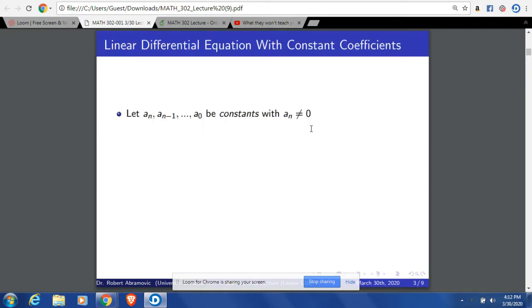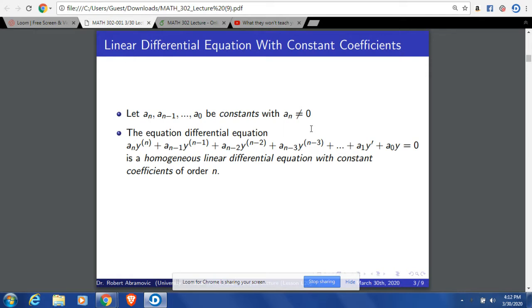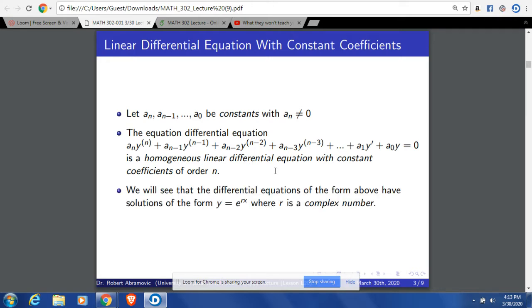Say a_{n-1} all the way to a_0 are constants, and a_n, the first constant, is non-zero. This equation, a_n times the nth derivative of the unknown function y plus a_{n-1} times the (n-1)th derivative of y plus a_{n-2} times the (n-2)th derivative of y, all the way to a_1 times y prime plus a_0 times y, is equal to 0. This is a homogeneous linear differential equation with constant coefficients of order n.